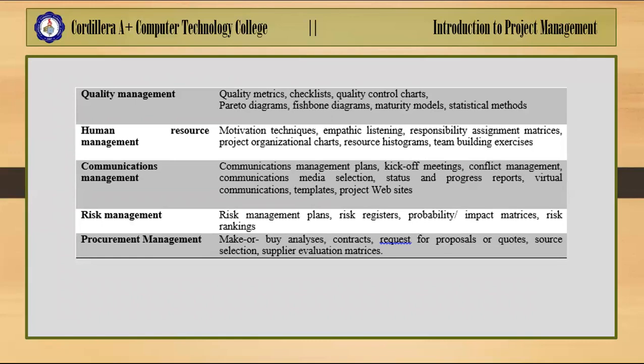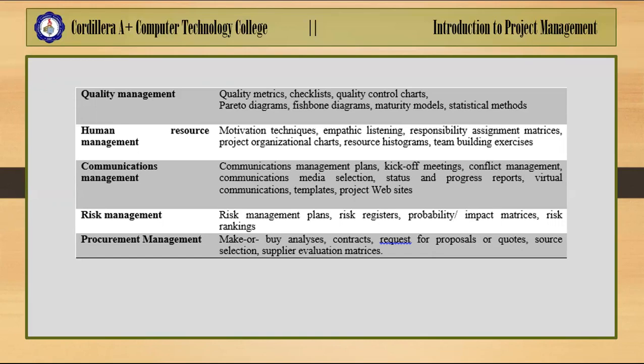So, parang madidismaya sila. Empathic listening. So, kailangan makinig ka din sa mga katrabaho mo, hindi lang yung puro idea mo. So, responsibility assignment matrices, project organizational charts, resource histogram, and team building exercises. When you say team building, you work as a team. So you work as a team, you are going to build something as a team. Parang yung team building na laro, di ba? How will you achieve that goal? Or paano ka, kunwari yung isang game sana, di ba?